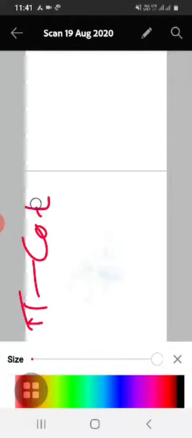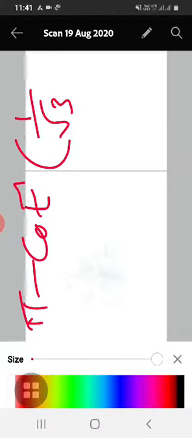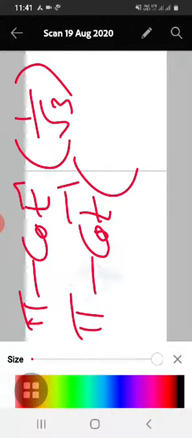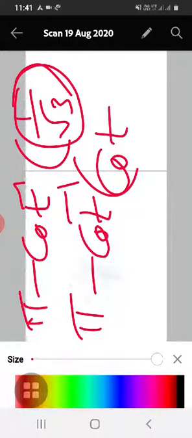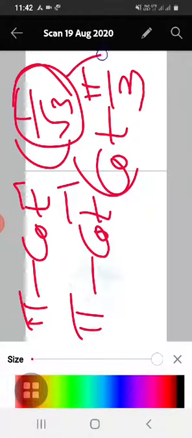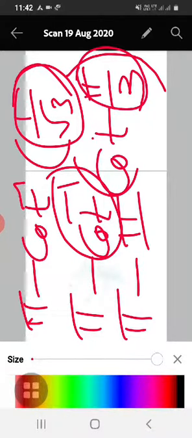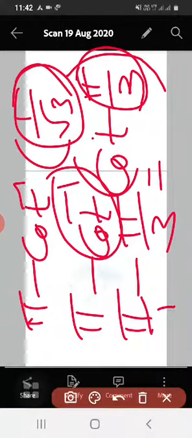Pi minus cot inverse of 1 by root 3. What should I write? Cot of which value is 1 by root 3? Cot 60 degrees, which in radian measure is cot of pi by 3. So pi minus, this cot inverse and cot, I will write only the angle, pi minus pi by 3. Pi minus pi by 3, you can take the LCM here.